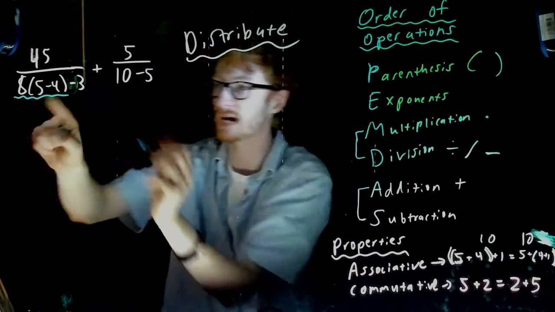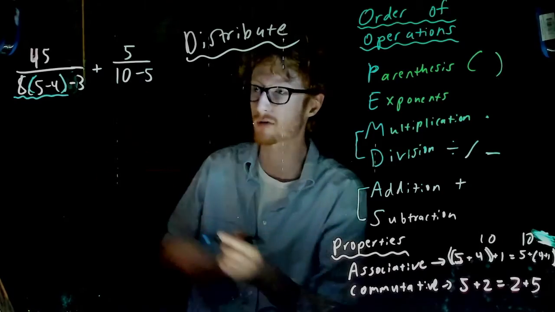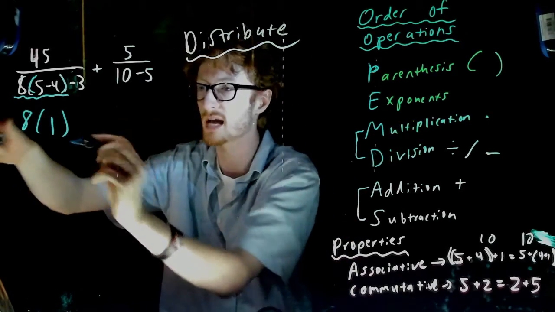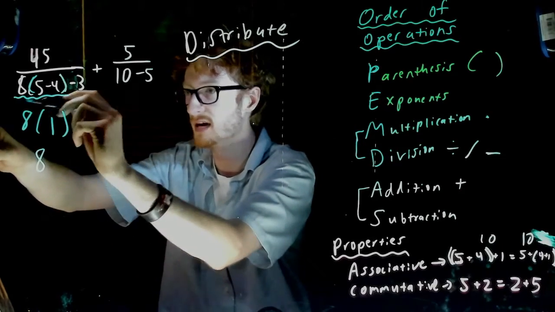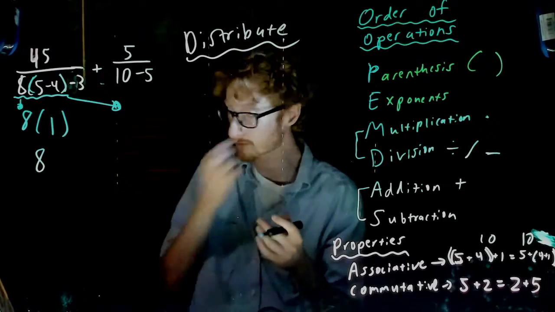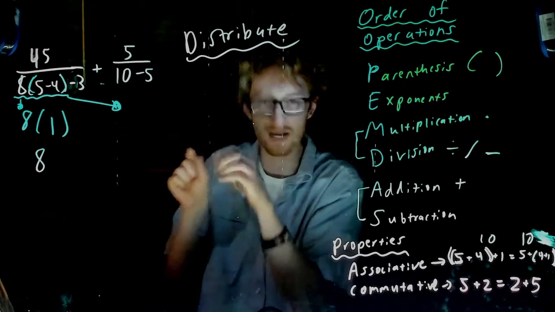Last time when I broke down just this section, right, I did the parentheses first, which is why we do order of operations. We do 5 minus 4 is 1, and then we drop that 8 down. Then we say 8 times 1 is just 8, correct? That's one way of doing it. However, the distributive property lets us use a different method of doing it. How do we do that? Well, instead of just doing the inside first, we can actually distribute the 8.